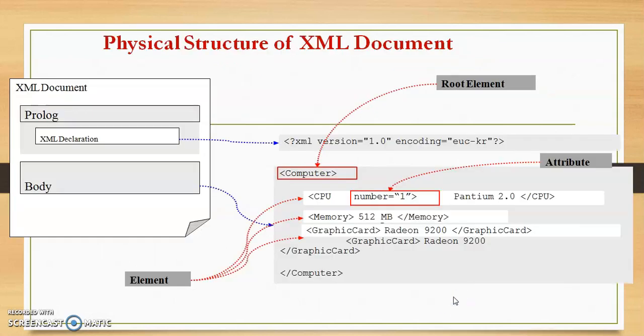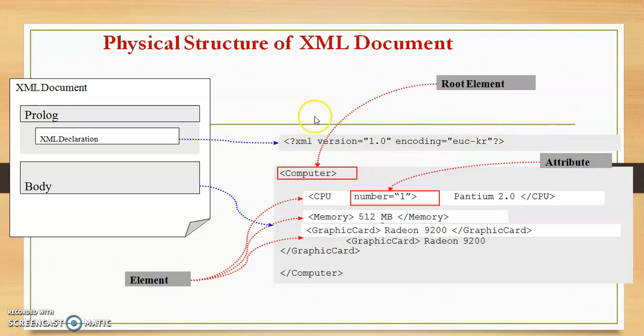And here comes the physical structure of the XML document. The XML document always starts with a prologue, which is nothing but the XML declaration, followed by the body of the XML document. Here is an example. The first statement is the XML declaration, which starts with a question mark followed by xml, and the attributes specified here are version and encoding. The value of the version is 1.0 and the encoding value is specified within double quotes.